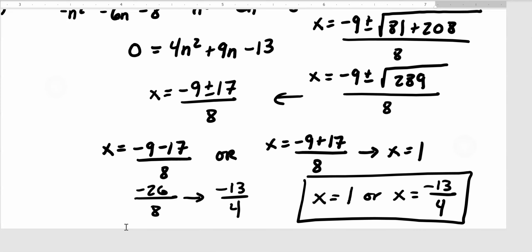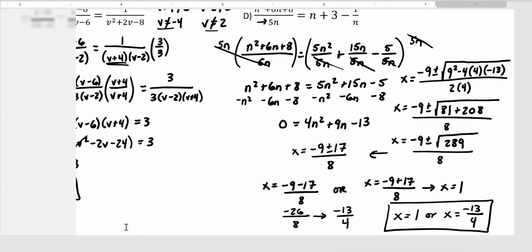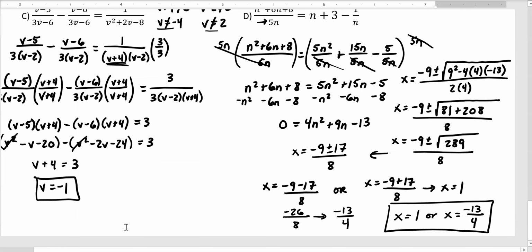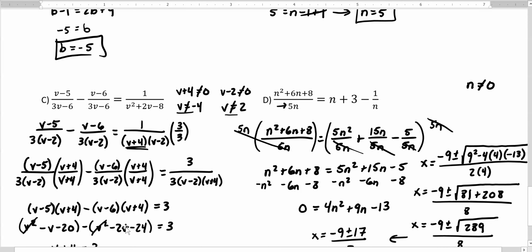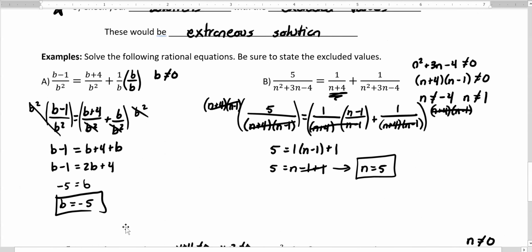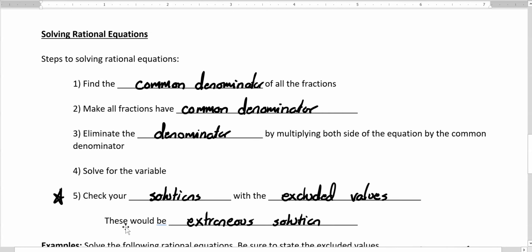That's how we can solve rational equations. It's a lot, isn't it? We have to be sure that we follow our steps and go through a lot of details. Again, fractions, fractions, fractions. Tons of fractions in this one. Make sure we're confident working with fractions.